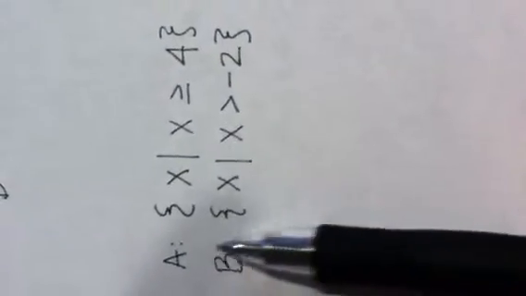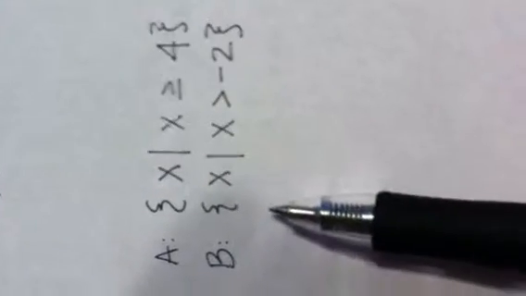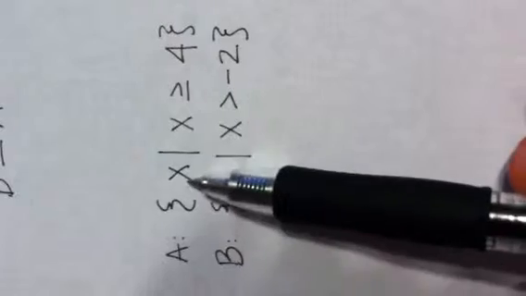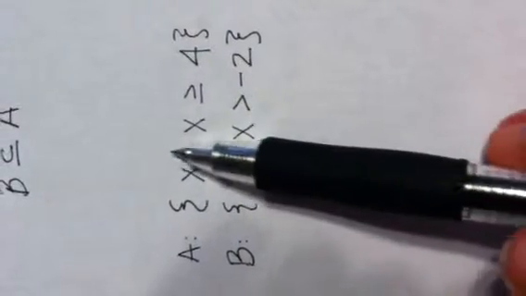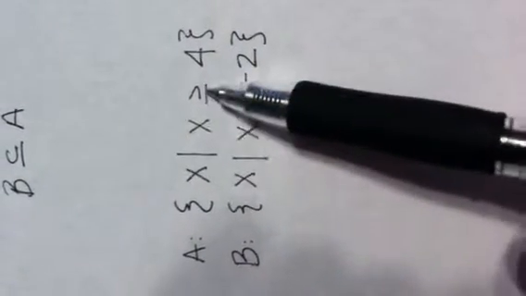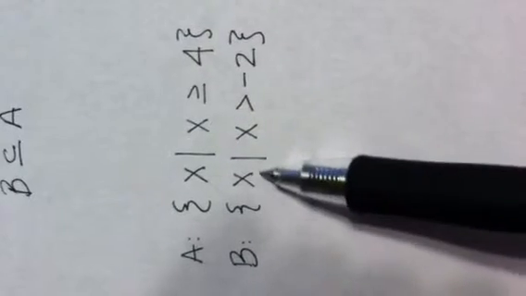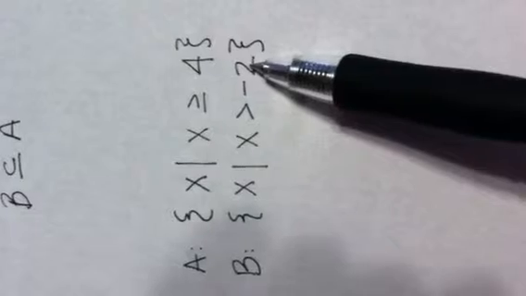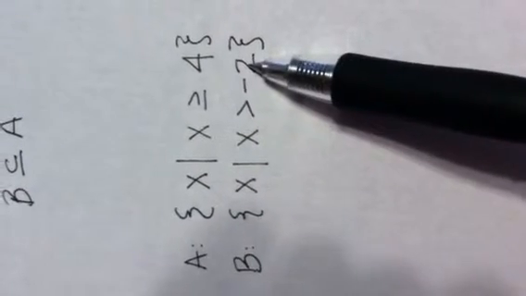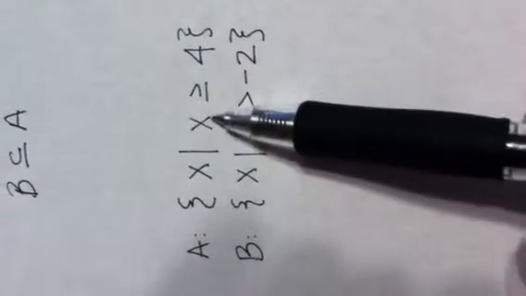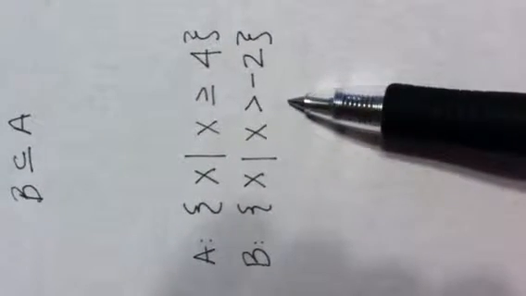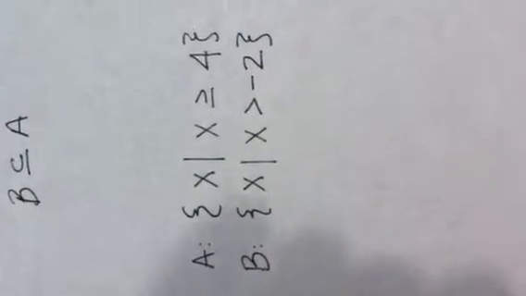Here I have set A and B. These are different sets. And here I've got set builder notation. So this says X such that, remember that line means such that, X is greater than or equal to 4, and X such that X is greater than -2. Here I want to figure out which one is a subset of the other. When I'm given inequalities, sometimes the easiest thing to do is create a visual representation or a number line.